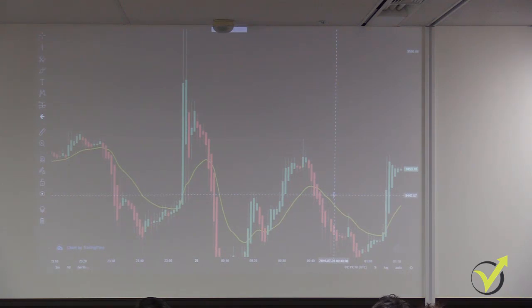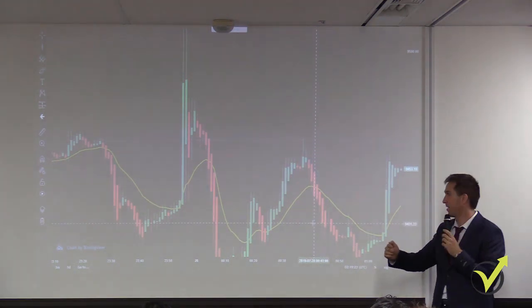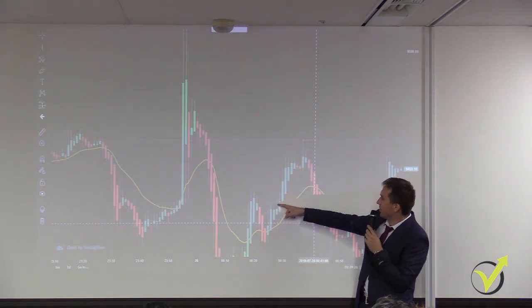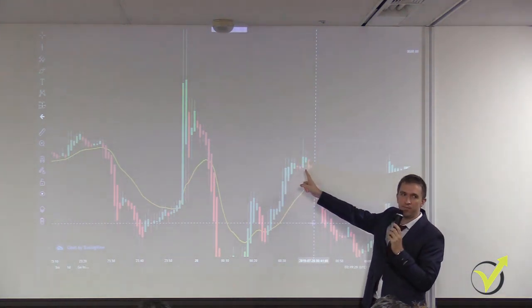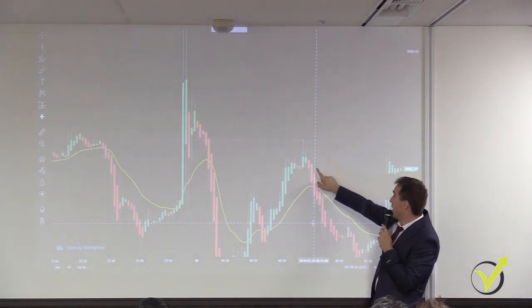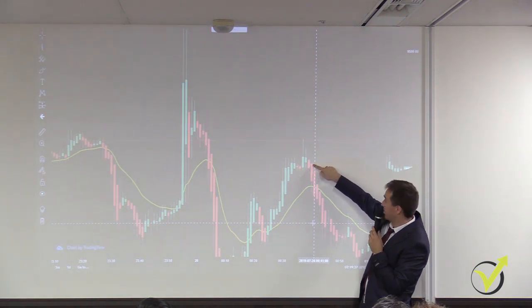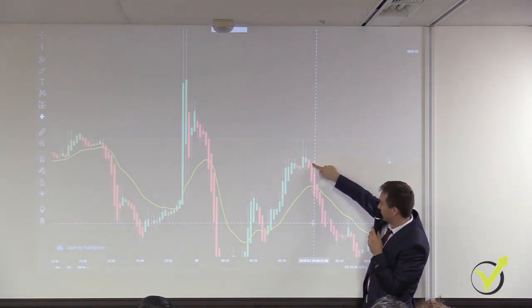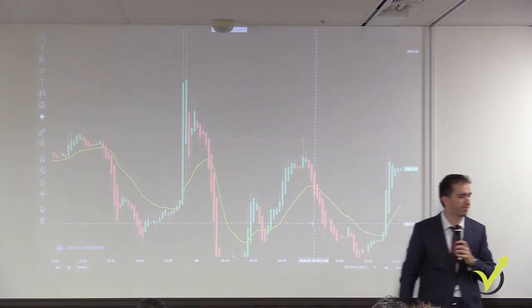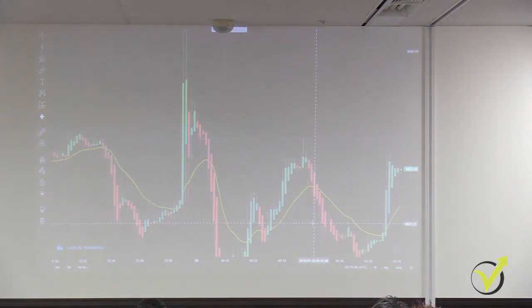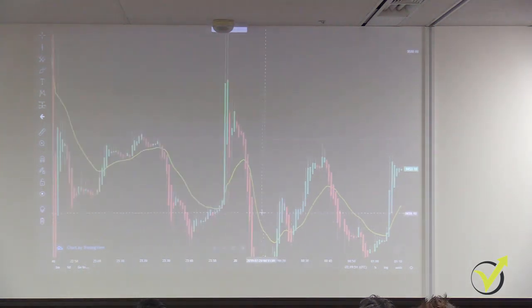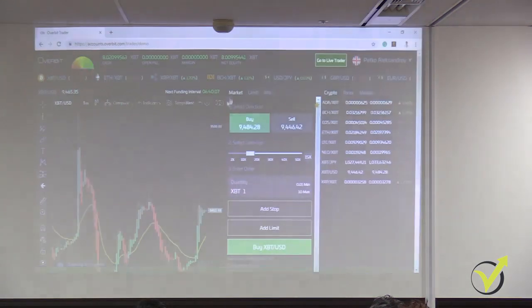So if I'm planning to sell, I'm waiting for this green period to finish, and I will open when the second same color candle opens. I will give you a trading example now so you can see.